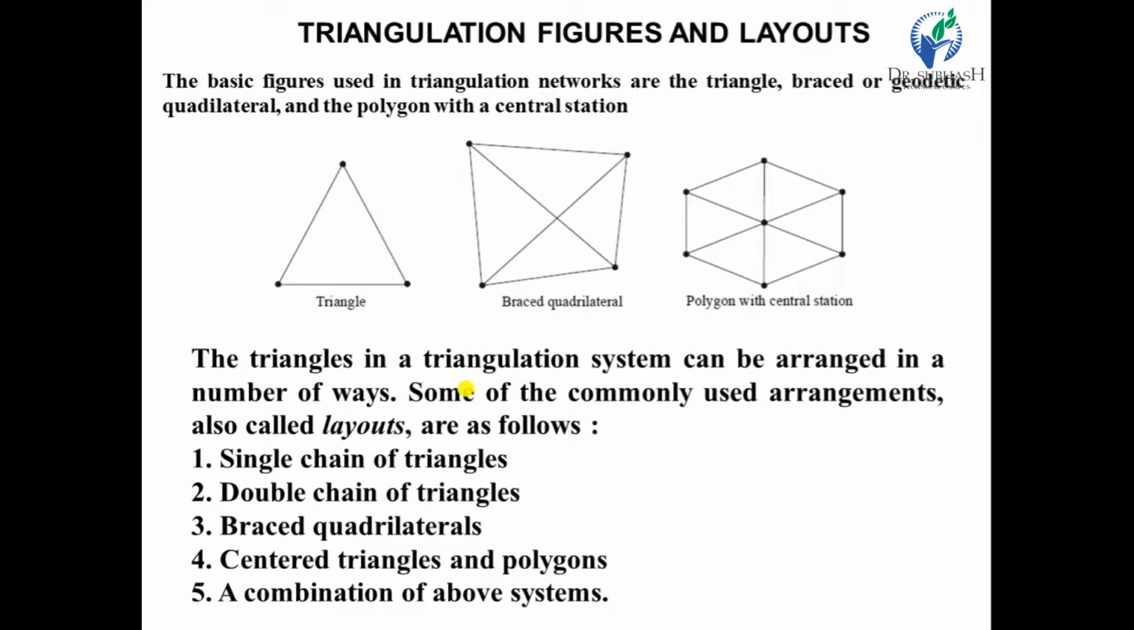The figures used in triangulation networks are the triangle, braced or geodetic quadrilaterals, and the polygon with a central station. The triangles in the triangulation system can be arranged in a number of ways. Some of the commonly used arrangements, also called layouts, are as follows: single chain triangles, double chain triangles, braced quadrilaterals, center triangle and polygon, or a combination of the above systems. These are the different types of layout for a triangulation system.